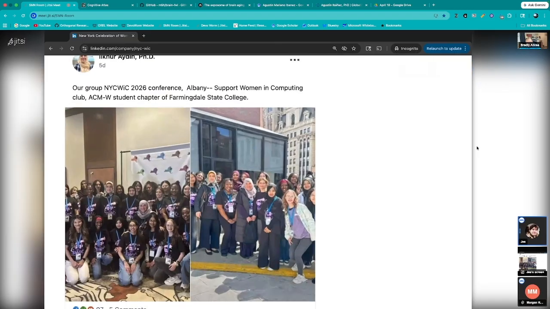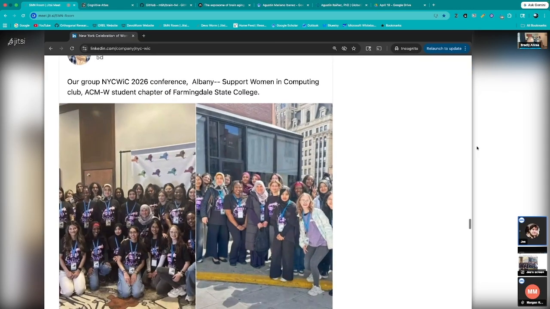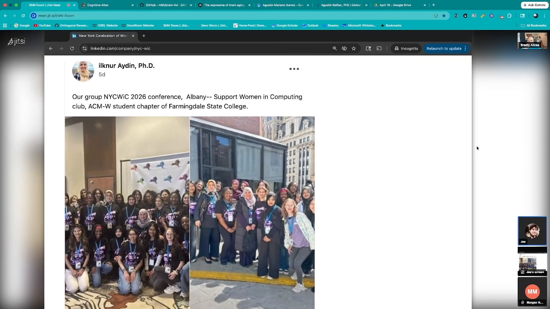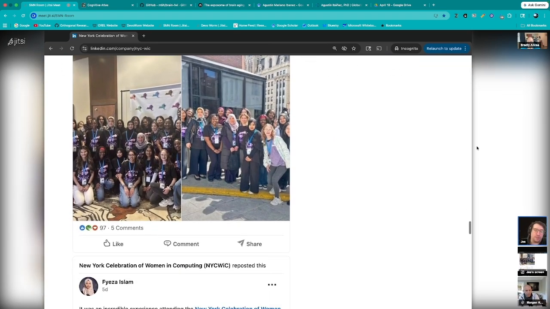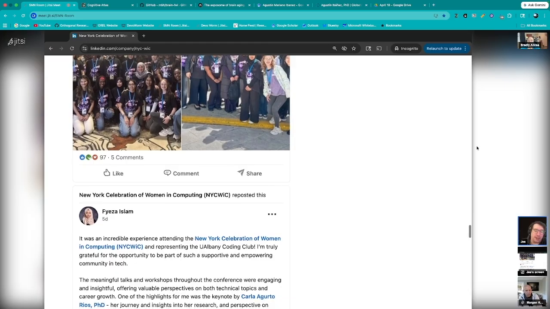This is a whole big group from Farmingdale. They had like 50 people just hop off the bus. So whenever they arrived, it was just a lot of people, but it was good.